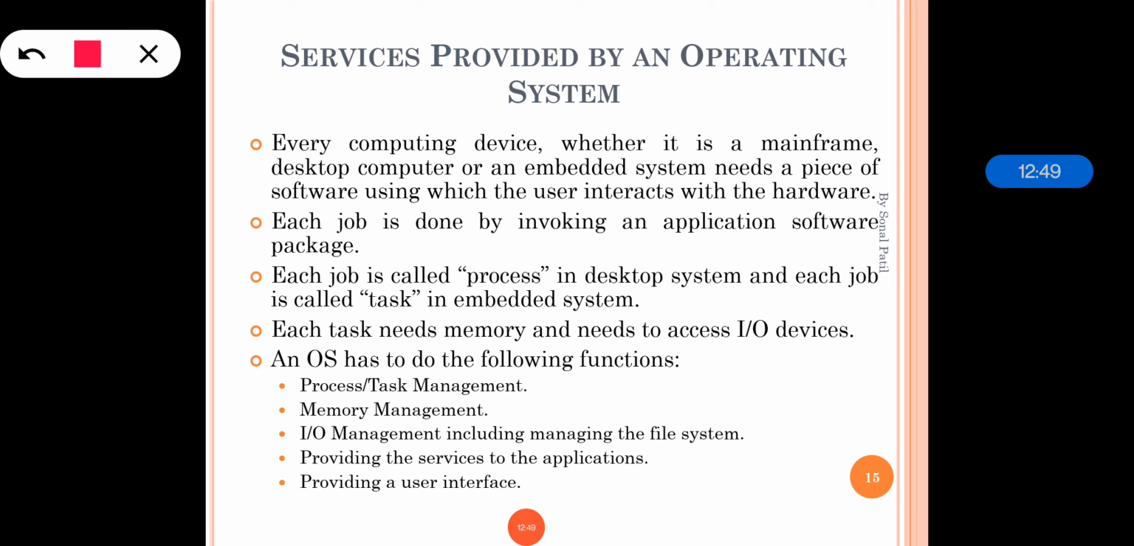Every computing device, whether it is a mainframe, desktop computer or embedded system, needs a piece of software so that the user can interact with the hardware. Each job is done by the particular application software. Generally, when we are talking about the embedded system, the job is called a process or a task. Each task needs memory and needs to access the input-output devices. The operating system has to do the following functions: process or task management, memory management, input-output management, providing services to the applications, and providing the user interface.